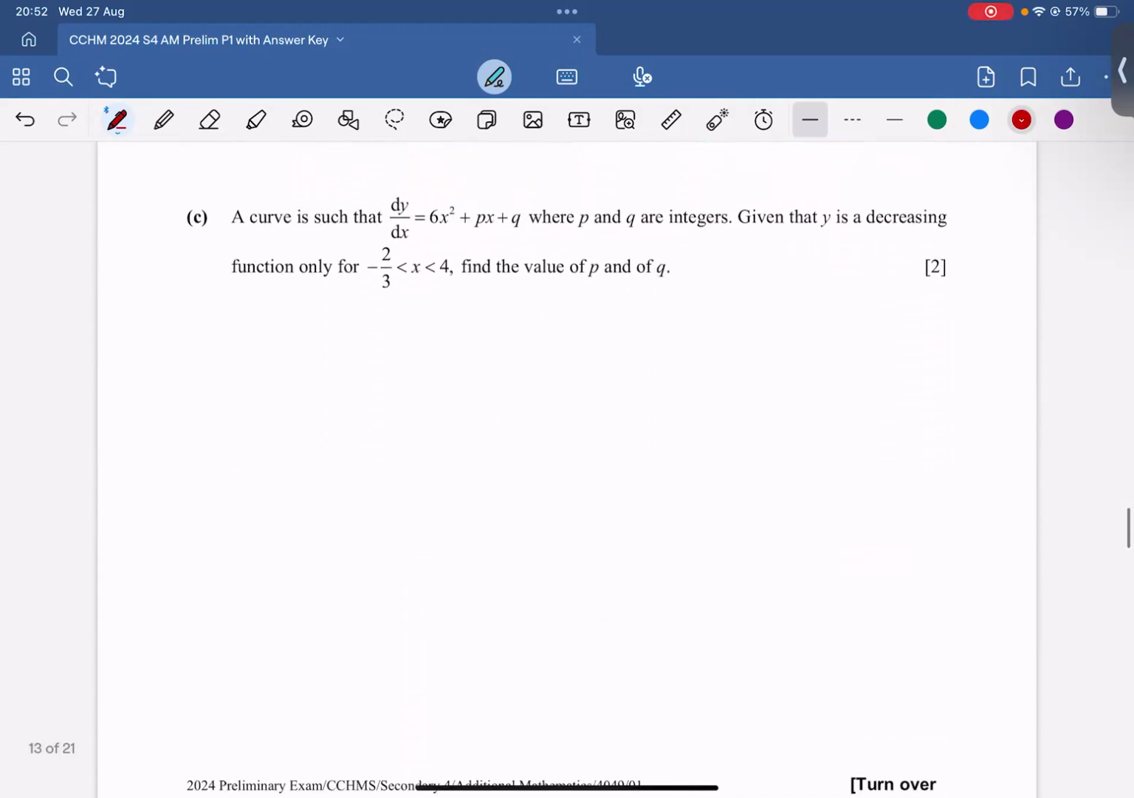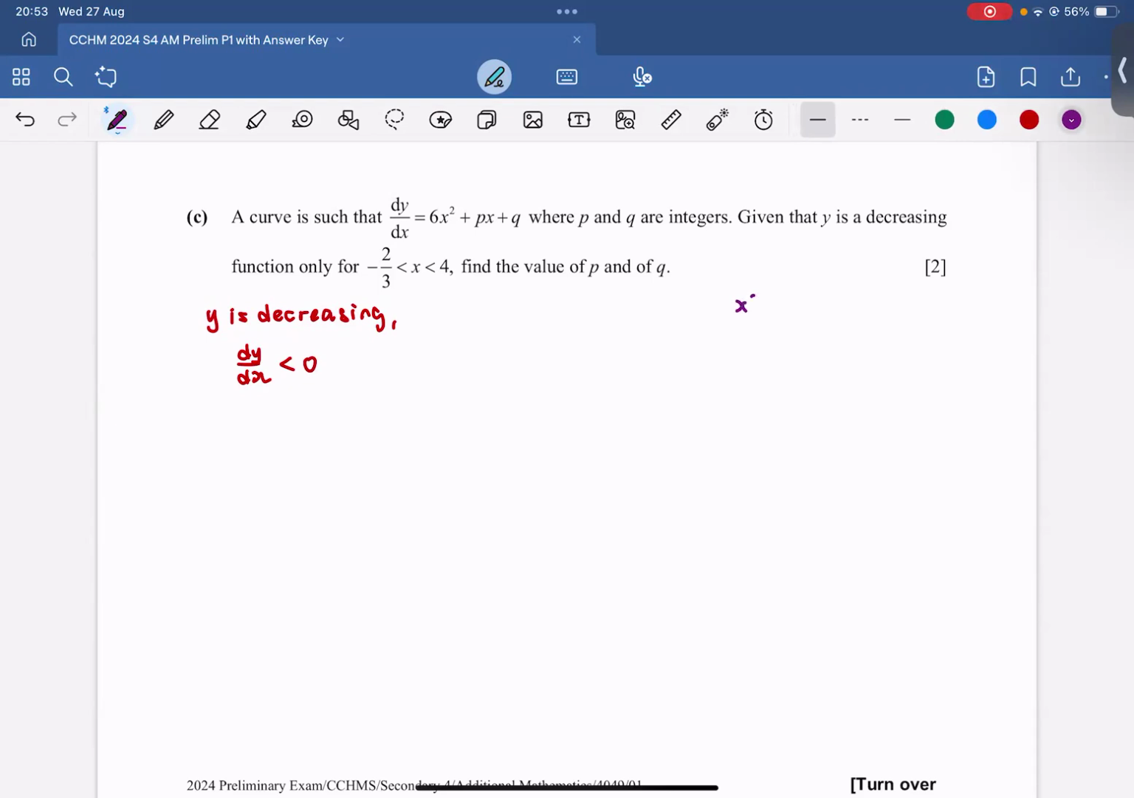Okay, next part. A curve has this. Y is decreasing only for this range. Find the value of p and q. So y is decreasing, it means what? Decreasing means dy/dx is less than 0. Okay, so this is actually the reverse.